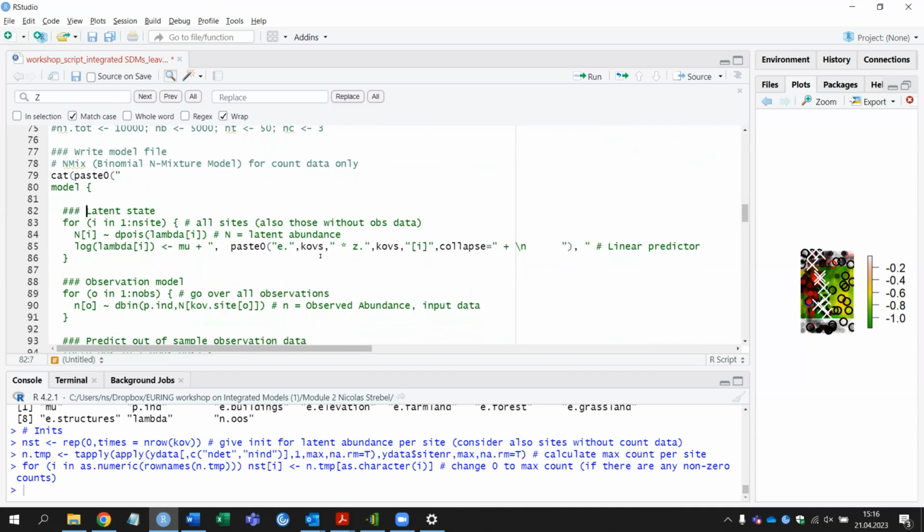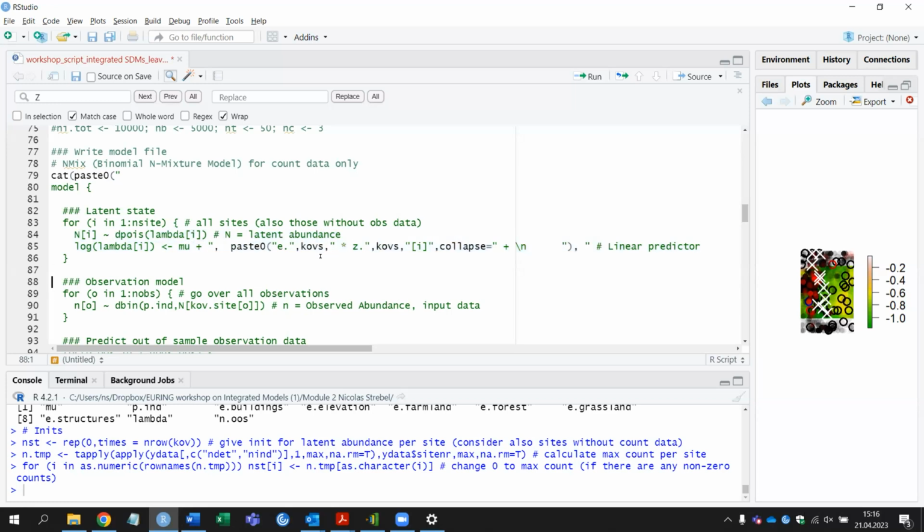So the first submodel is about the latent state, about nature. We go over all sites, and for each site we estimate a latent abundance, as a Poisson outcome from lambda, and lambda depends on an intercept and the effect of the different covariates. That's what I specify here, the linear predictor. That's basically a GLM.